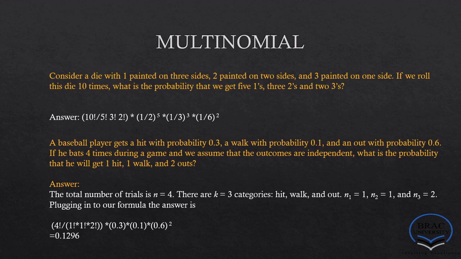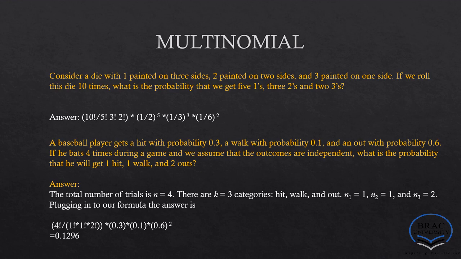A baseball player gets a hit with probability 0.3, a walk with probability 0.1, and an out with probability 0.6. If he bats 4 times during a game and we assume that the outcomes are independent, what is the probability that he will get 1 hit, 1 walk, and 2 outs? The number of trials here is 4, k is 3, and the categories are 1, 1, and 2. So 4 factorial divided by 1 factorial, 1 factorial, and 2 factorial.